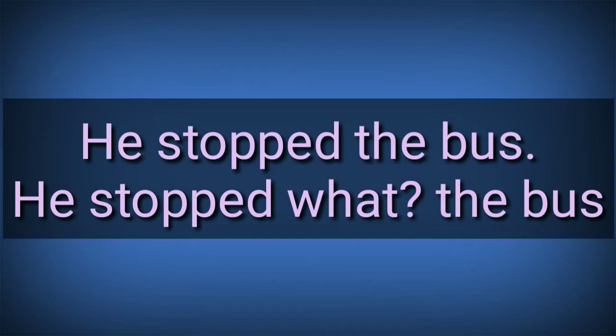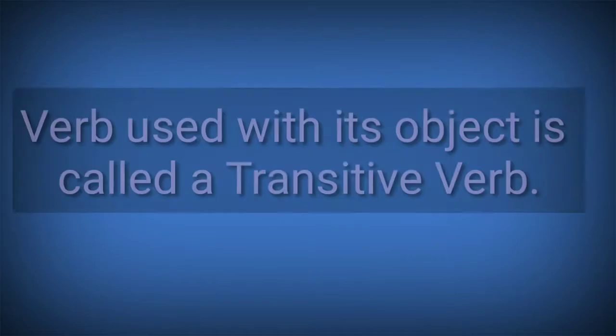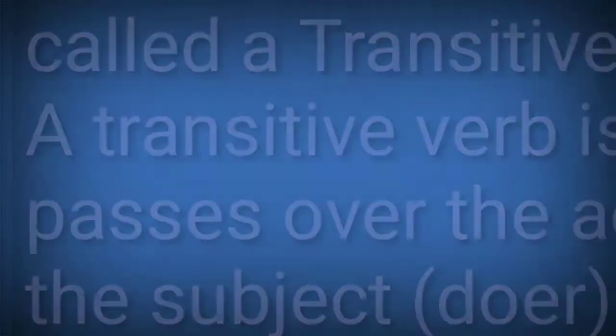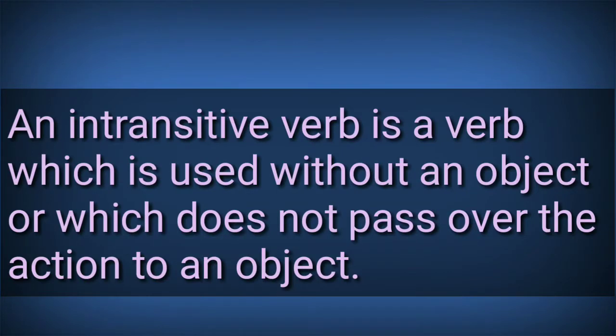It has an object which is directly affected by the verb stopped. A verb used with its object is called a transitive verb. A transitive verb is a verb which passes over the action from the subject, the doer, to the object, the receiver. An intransitive verb is a verb which is used without an object or which does not pass over the action to an object.